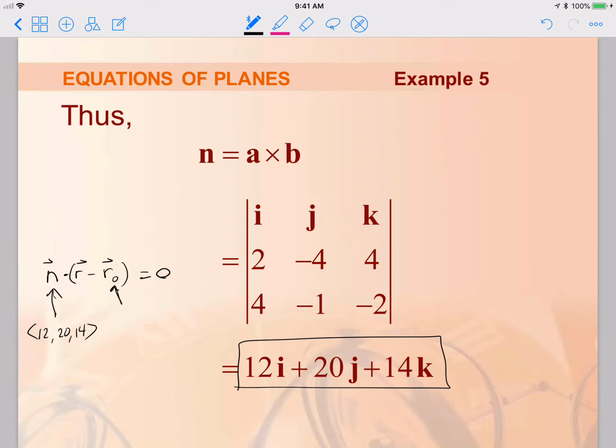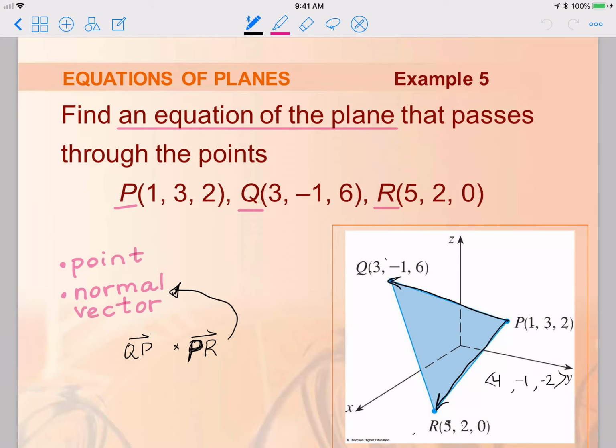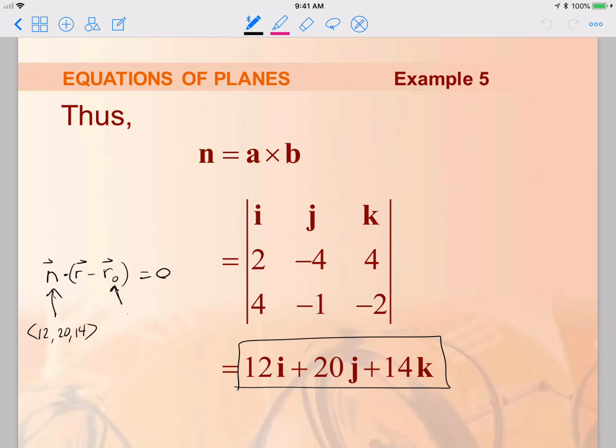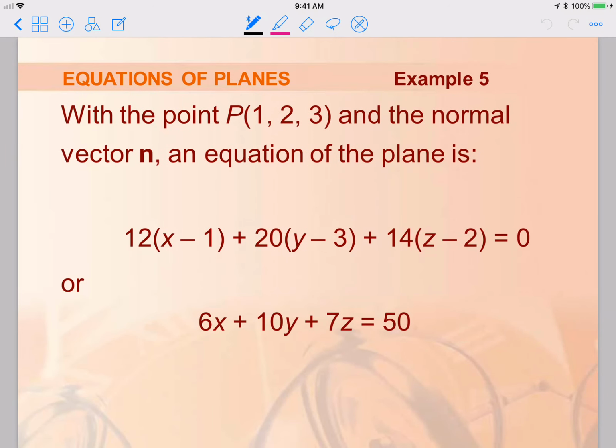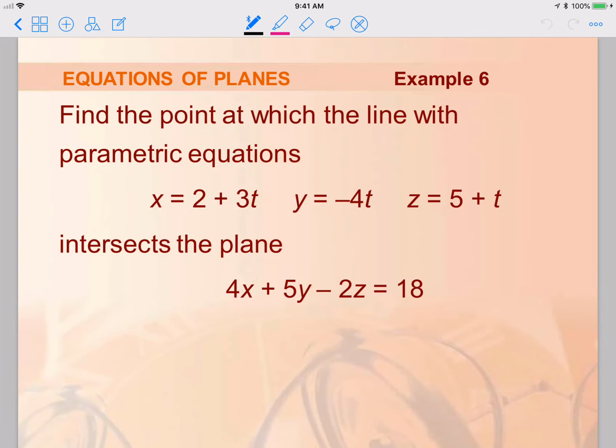And for r naught, we can take any of the points: 3, negative 1, 6, or 1, 3, 2. We've got a lot of choices there. And r is the unknown. We can multiply that out to have a scalar equation. Here they use the point P, 1, 2, 3, and the normal vector n, and they got this for their scalar equation. We can just simplify and collect our constants on the right hand side, and that's it.